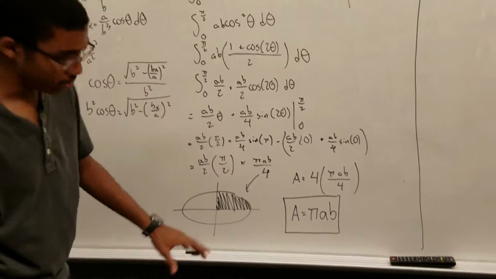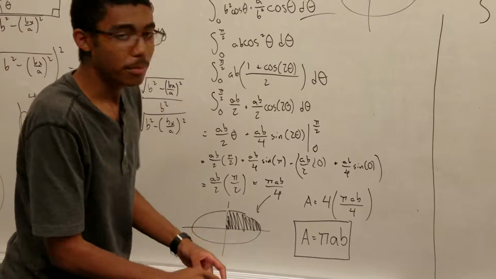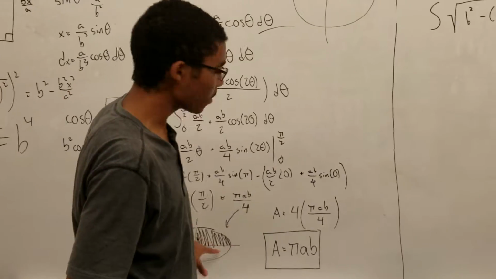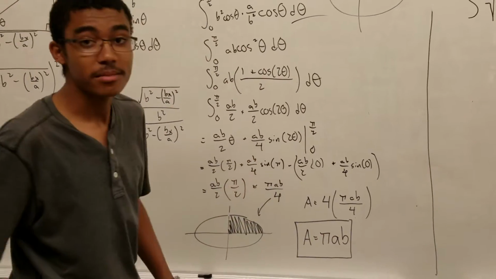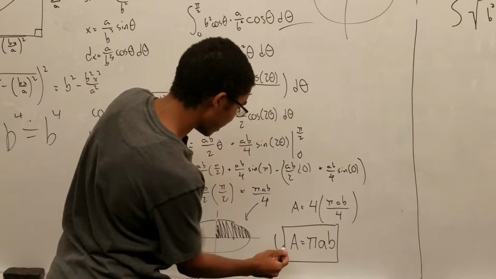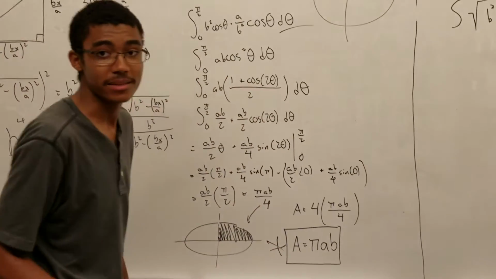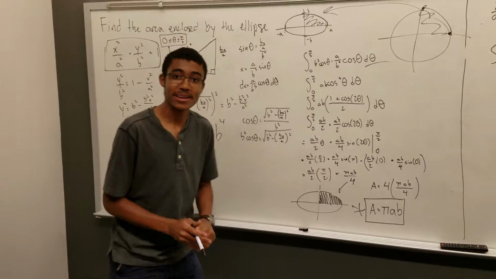Again, just to represent that, we're only finding this quarter of the ellipse. So what we have to do lastly is multiply that quarter by 4 to get the equation for the area of the ellipse. And so we end up getting A is equal to pi ab. And that is the equation for the area of an ellipse derived for you guys.